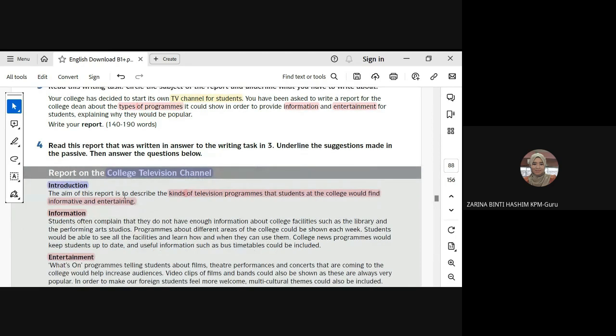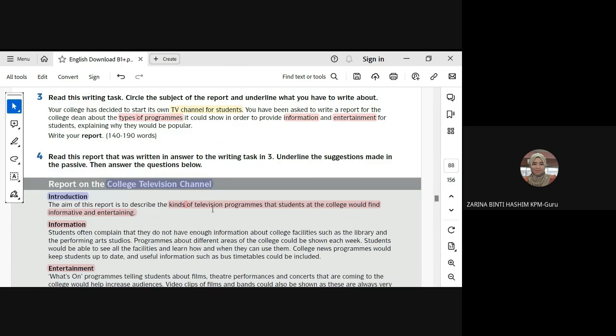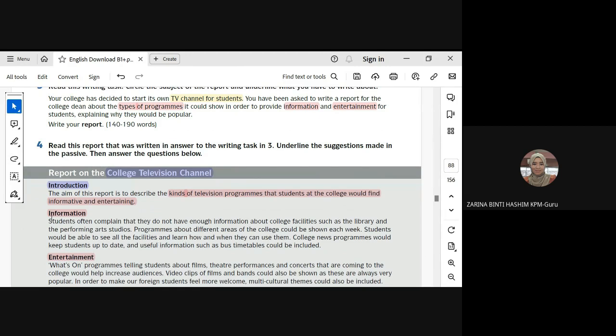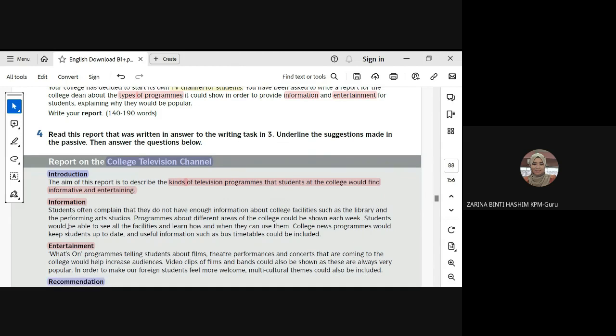Now after introduction, then you will go to the information. What you want to include in the report. Again, you want to have a TV channel for the students, the college or the school wants to have a TV channel for students. So first you have to identify or highlight what is the issue. Then only you give the suggestion.